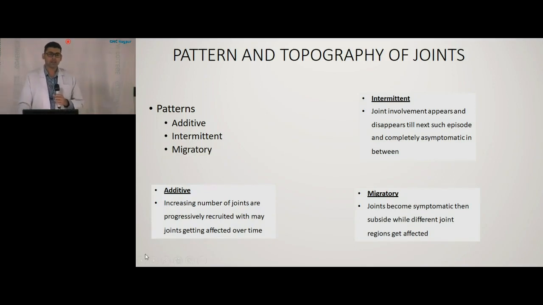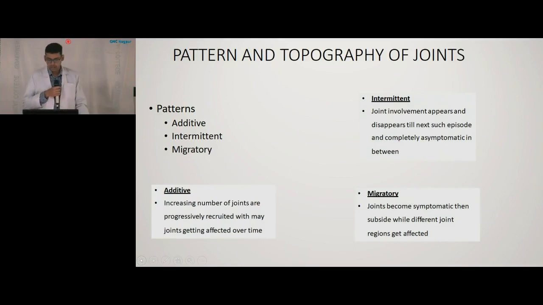Migratory arthritis, you must have read something about acute rheumatic fever, the fleeting arthritis. And what is that peculiar line which is said about acute rheumatic fever? That it licks the joint and bites the heart. So in this form of fleeting arthritis, once one joint is involved, the other joint gets involved, with resolution of inflammation in one joint and affection of the other joint. This is what is called migratory arthritis.